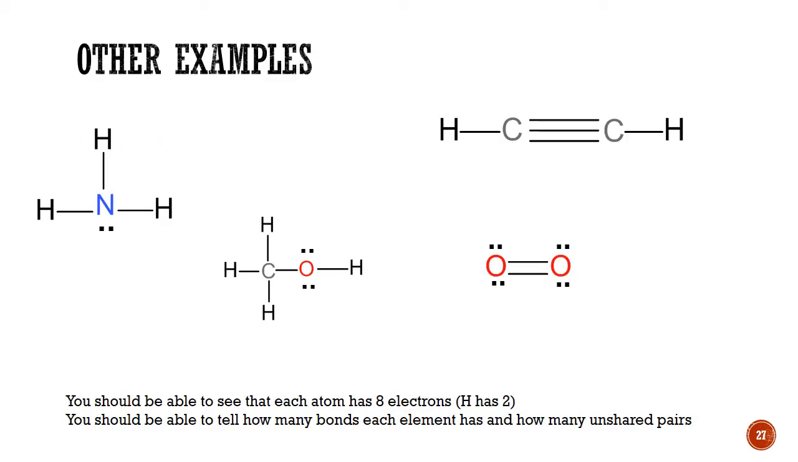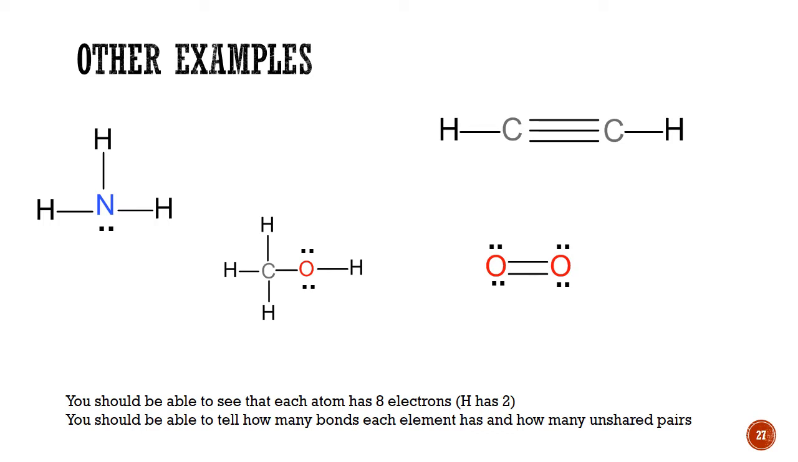All right, so here's just some other examples. If you were to figure out NH3, N has 5 and each H has 1, so that's a total of 8 electrons. And if we bond the H's to the N, we use up 6. We have 2 more. Nitrogen needs 2 more, so we give those 2 to nitrogen.